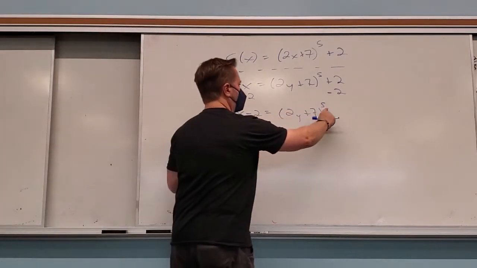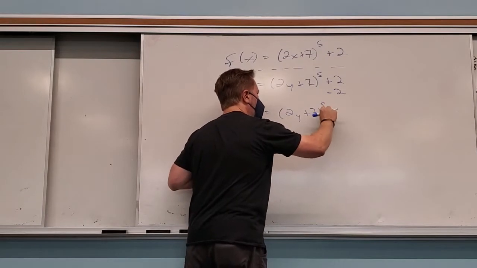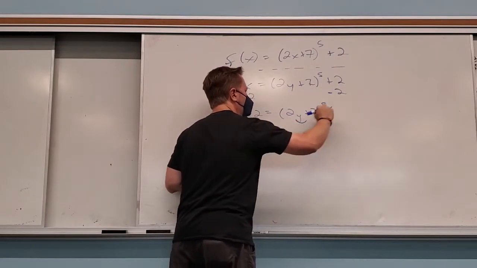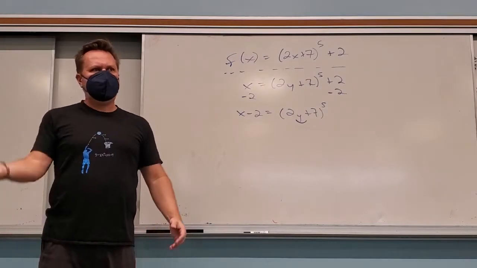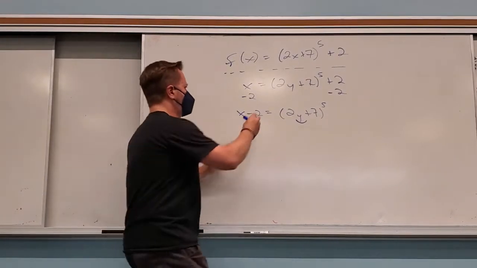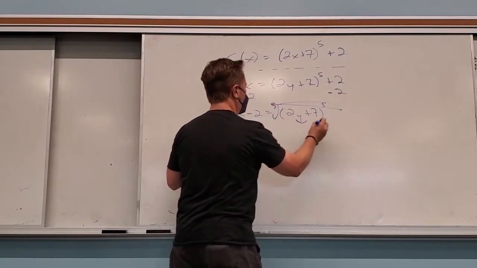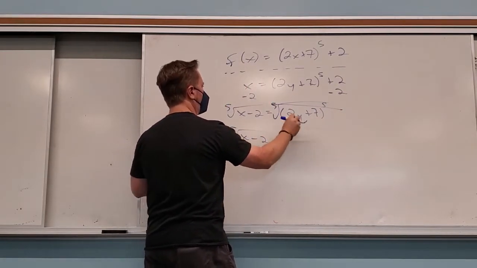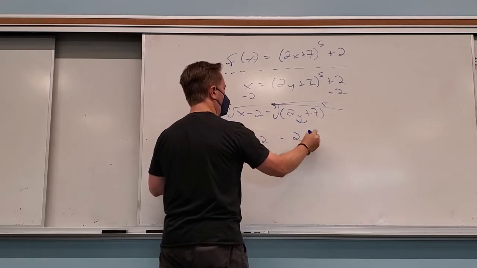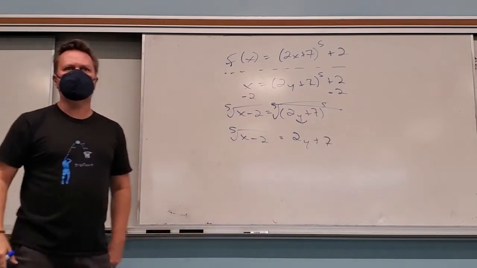So right here, I want to kill that 5th power. Why do I want to kill that 5th power? Because I want to get the y by itself, and it's stuck in that 5th power, so I want to knock it down. It's a wall. Get out of my way. 5th root, die. So now I've got the 5th root of this business equals 2y plus 7. Now I can start getting the y by itself, right?